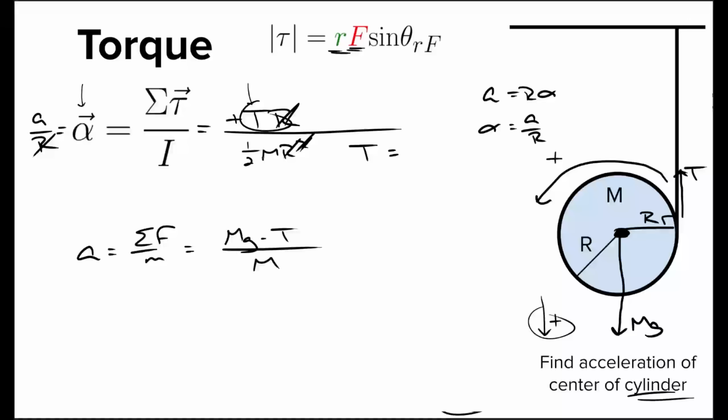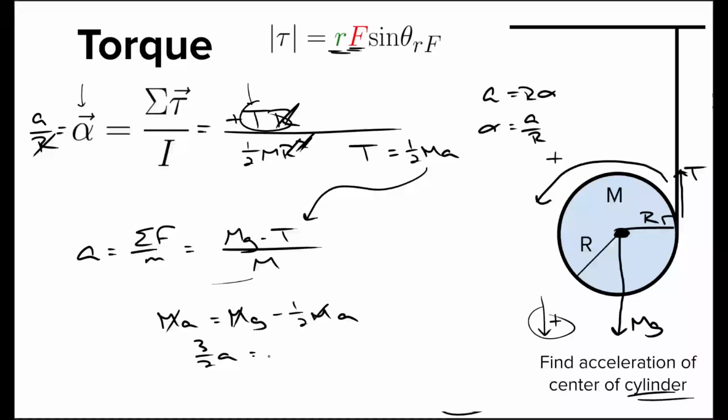I solve this for T: move the 1/2 m over, and T is going to be 1/2 ma. I can plug that in right here. I'm going to move this m over and get ma on the left equals mg minus 1/2 ma. I get to cancel all my m's. I'm going to move my 1/2 a over. I get 3/2 a equals g. That means that a is 2/3 g.